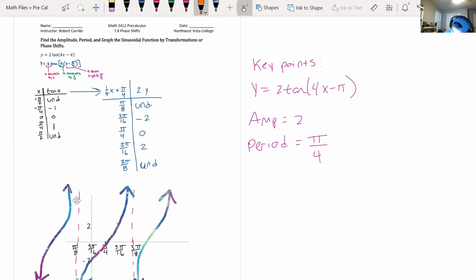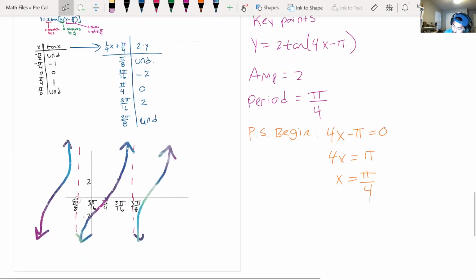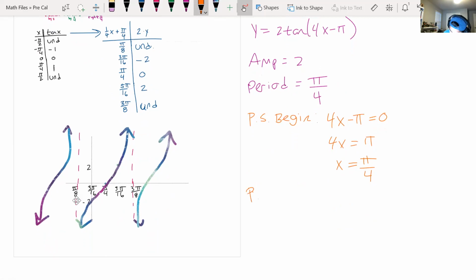And then beginning phase shift. We do 4x minus pi equal to 0. 4x equals pi. x equals pi over 4. And then phase shift end. And again, be careful here. Since it's tangent, you must set it equal to pi, not 2 pi. Here you'll get 4x equals 2 pi, divide by 4. X equals 2 pi over 4, which is pi over 2, right? So there's the beginning and there's the end.